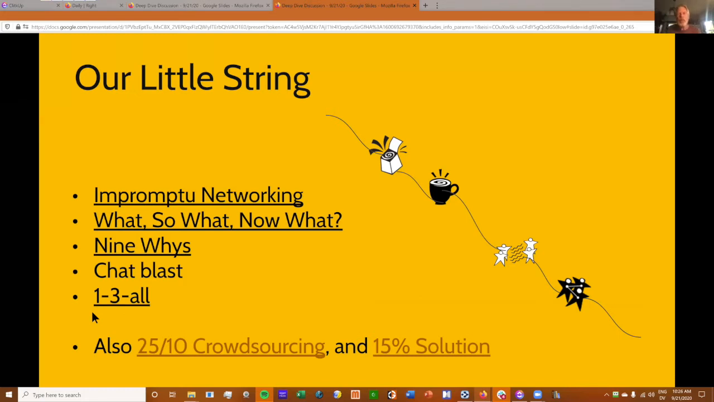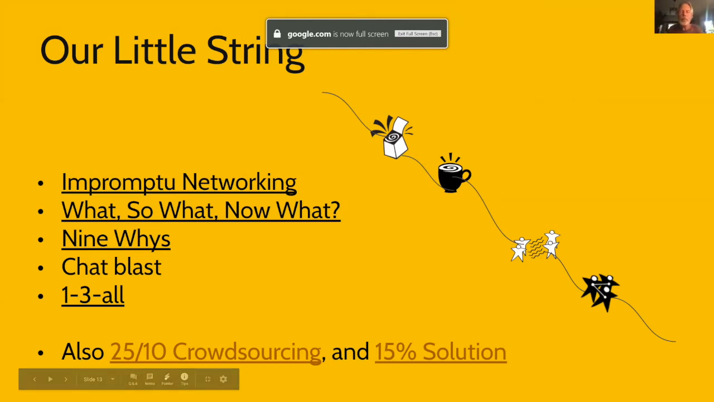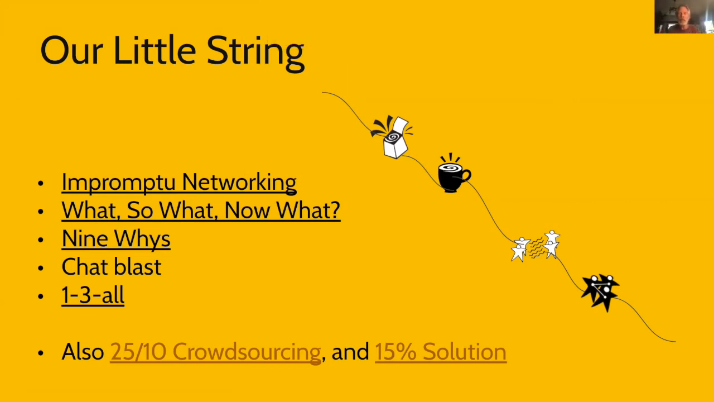We're gonna look at What, So What, Now What, which I mentioned in the introduction. We're gonna look at Nine Whys, which is a way of drilling down to our deeper purpose. We'll use a chat blast to quickly bring up information about your impressions about the social system map. And then not a 1-2-4-All, because it's difficult to do on Zoom, but a 1-3-All for doing sense making in the So What section of this journey today.